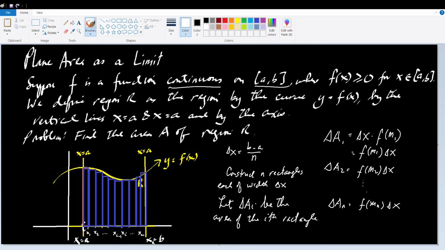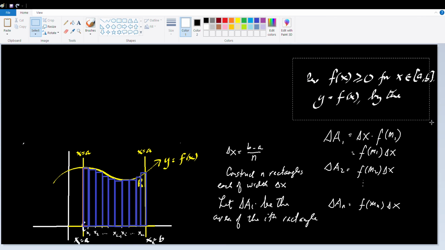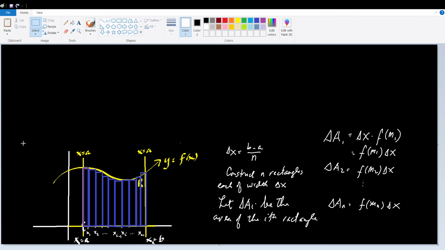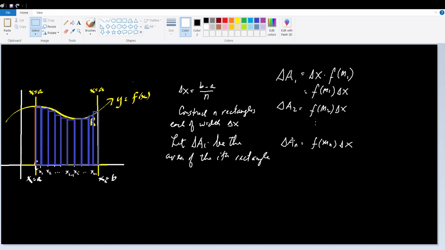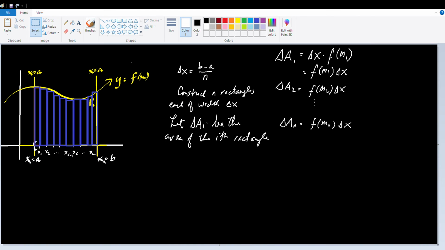We then form the sum of these n areas. So let me clear this region. Okay, so let us form the sum S sub n.